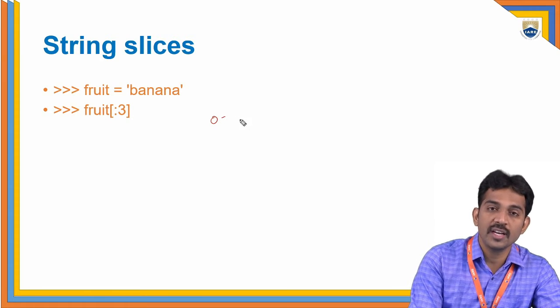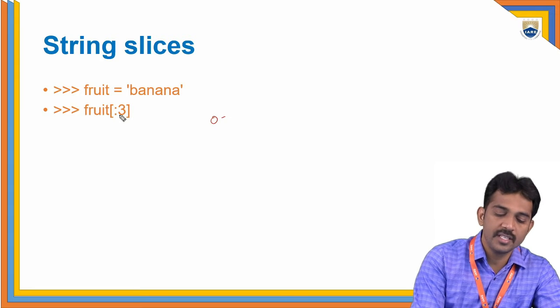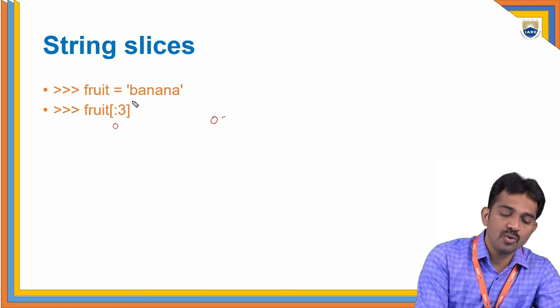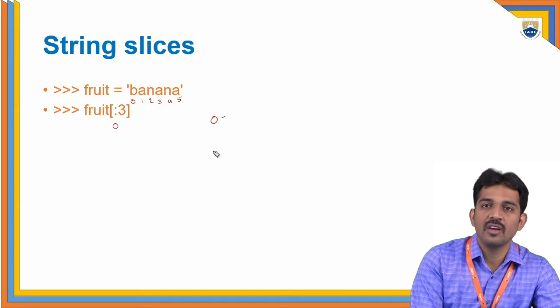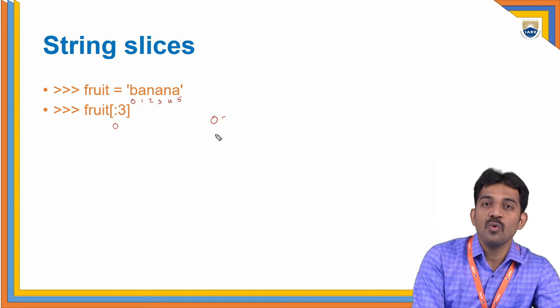If you forget the starting index, by default the index is 0. So the indices are 0, 1, 2, 3, 4, 5, right? With 0 index, we're going to print up to 3, which means 3 minus 1, that is 2. It is going to print from index 0 to the second index. What is at index 0? B, A, N, right? Ban.